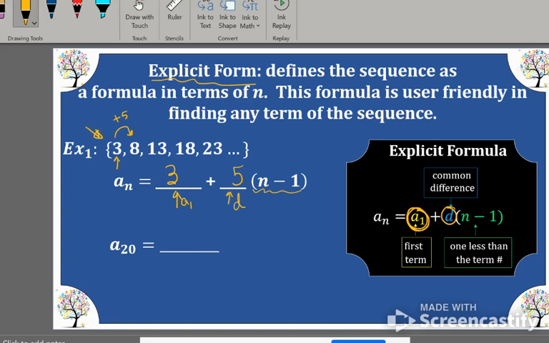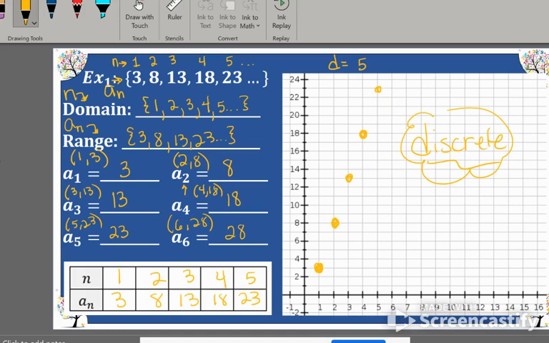Now, to put it in a form that looks like slope-intercept form, we're going to simplify by distributing the 5. 5 times n and 5 times minus 1. And now we're going to combine our like terms. And you can see this is our common difference, what we note as slope when we're talking about linear functions. And then we have minus 2. Now, this is the so-called y-intercept, but recall, a sequence does not actually have a data point on the y-axis because there's no such thing as a zeroth term. Every sequence starts with the first term, the second term, the third. So there is no y-intercept when we are talking about a sequence.